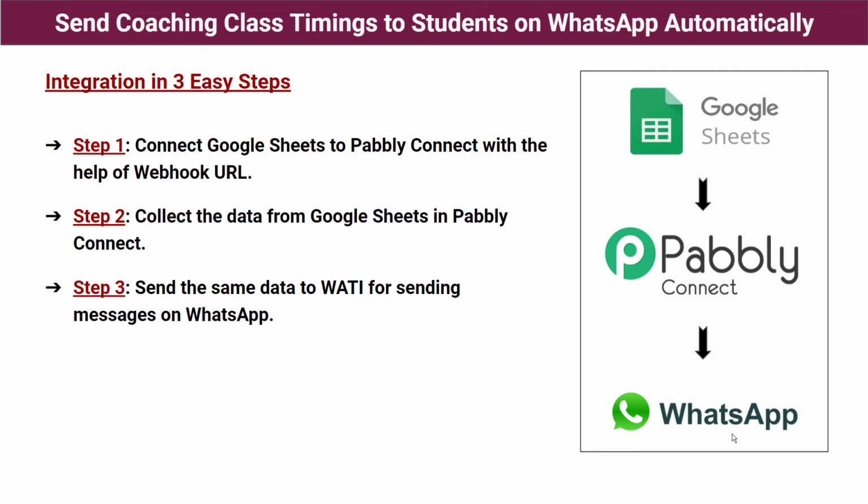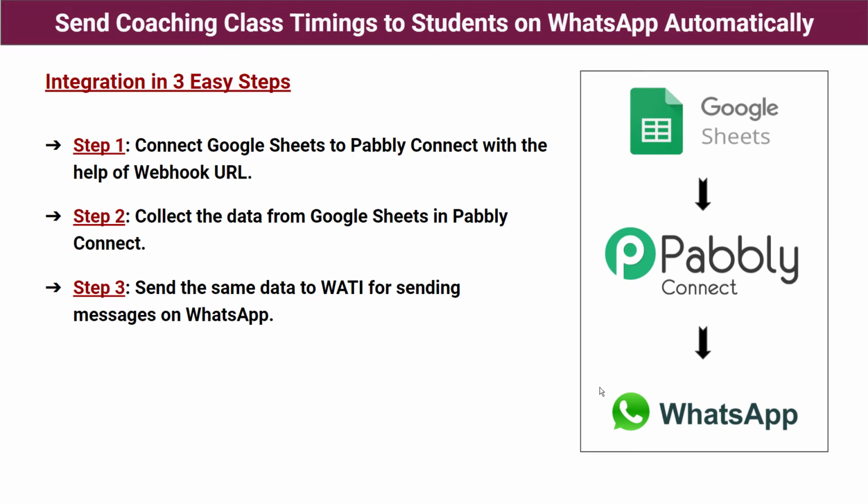I know you must be thinking, what is this term Vati and why did I use it? Let me tell you that we are using WhatsApp's official API, Vati, so that we can actually send messages on WhatsApp. Why? Because WhatsApp does not allow us to send messages directly. That is why we are using Vati software, so that we can integrate WhatsApp with Pabbly Connect. So here are the 3 easy steps in which we are going to create this amazing workflow. Let me show you the complete process on my screen. Keep watching this video till the last so that you can get the idea of how this workflow is actually created.